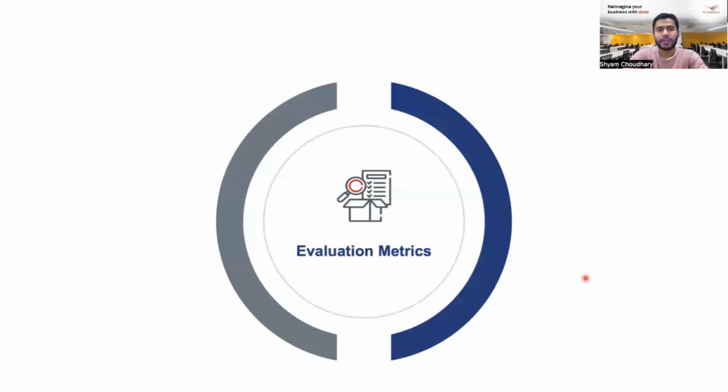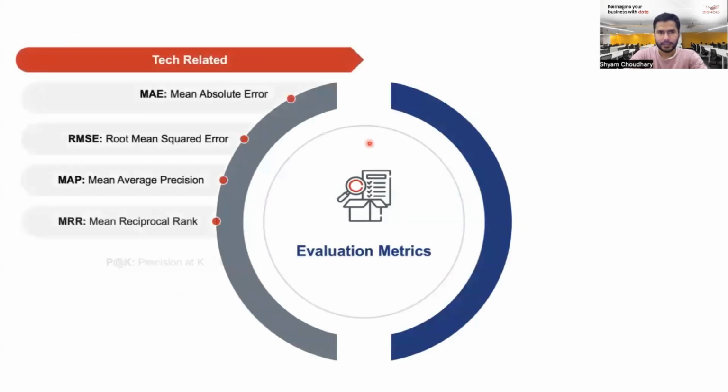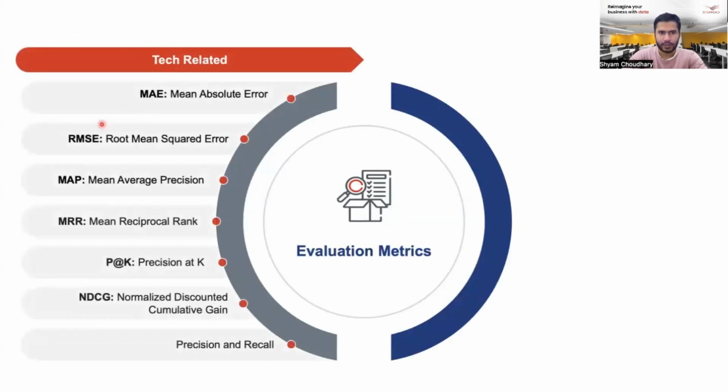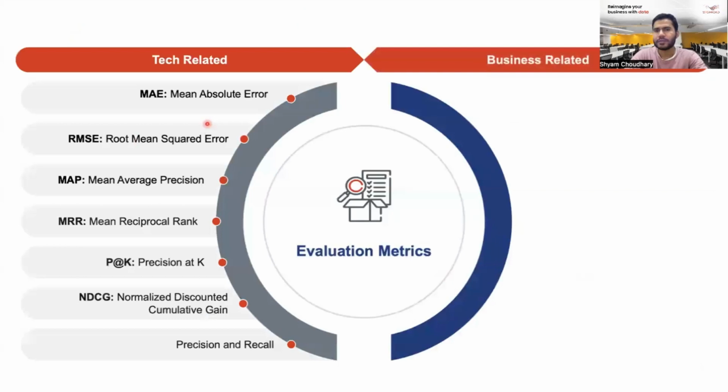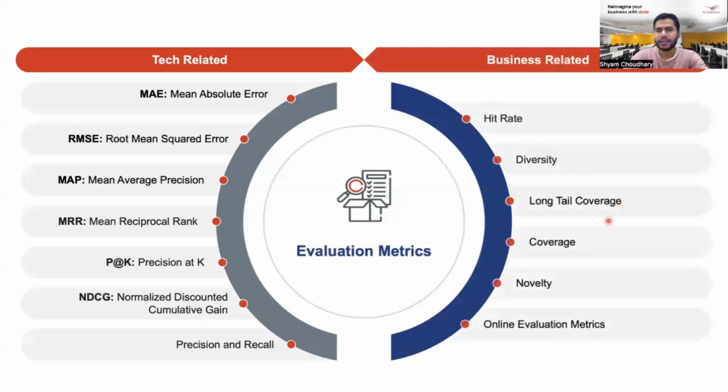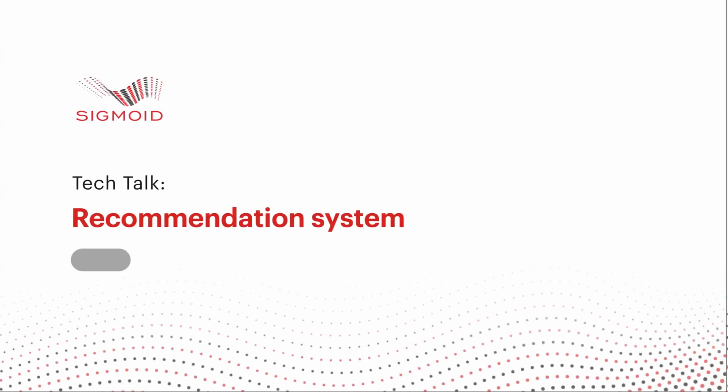Now, once we have built our recommendation system, we need evaluation metrics to check how good our system is. We have some tech-related metrics like mean absolute error, RMSE, MAP, etc., which will tell us how technically accurate our model is. And then we have some business-related metrics like diversity and coverage, which will let us know how diverse and how good a coverage our recommendation system has.